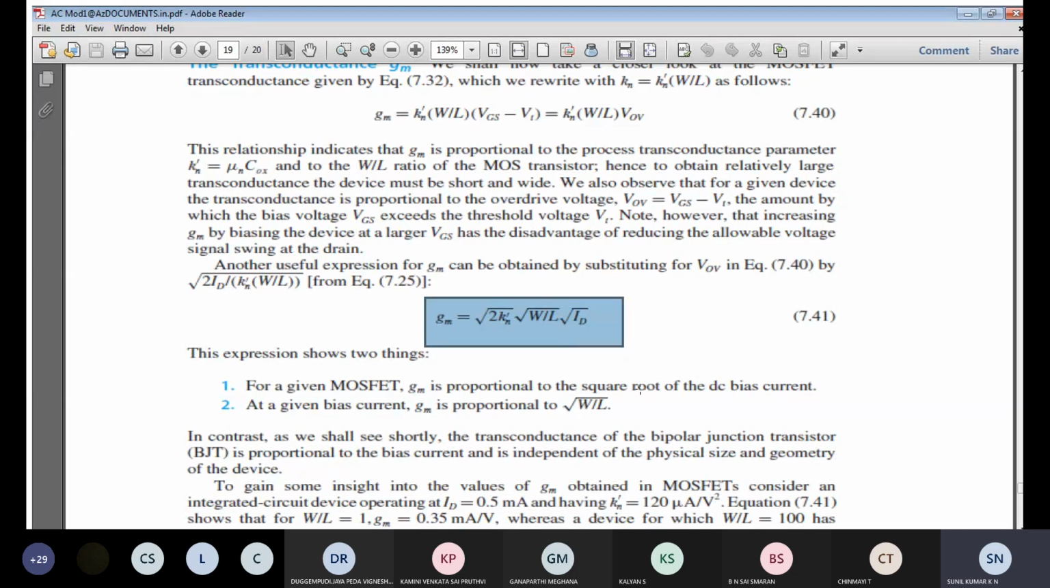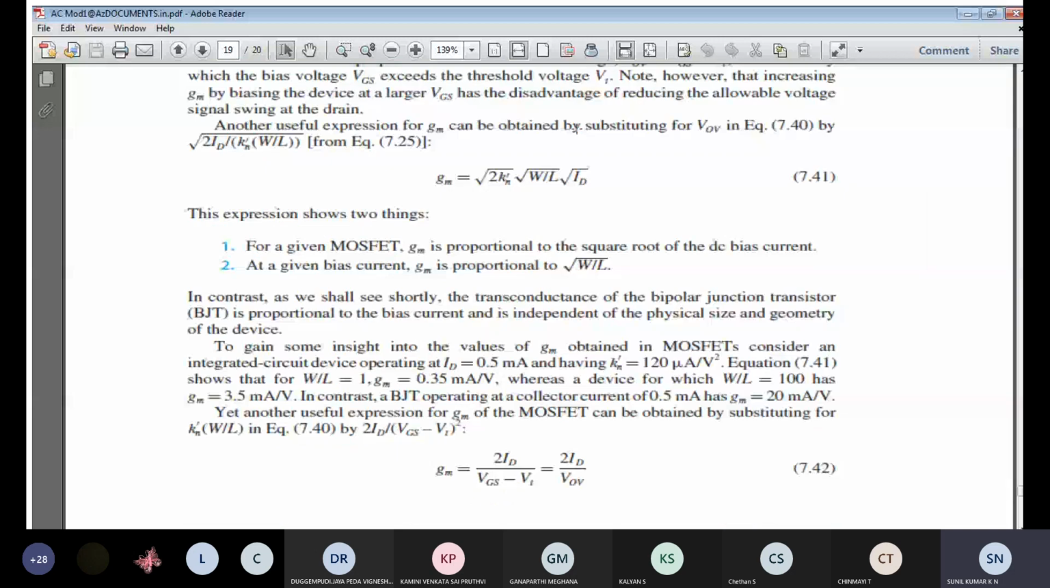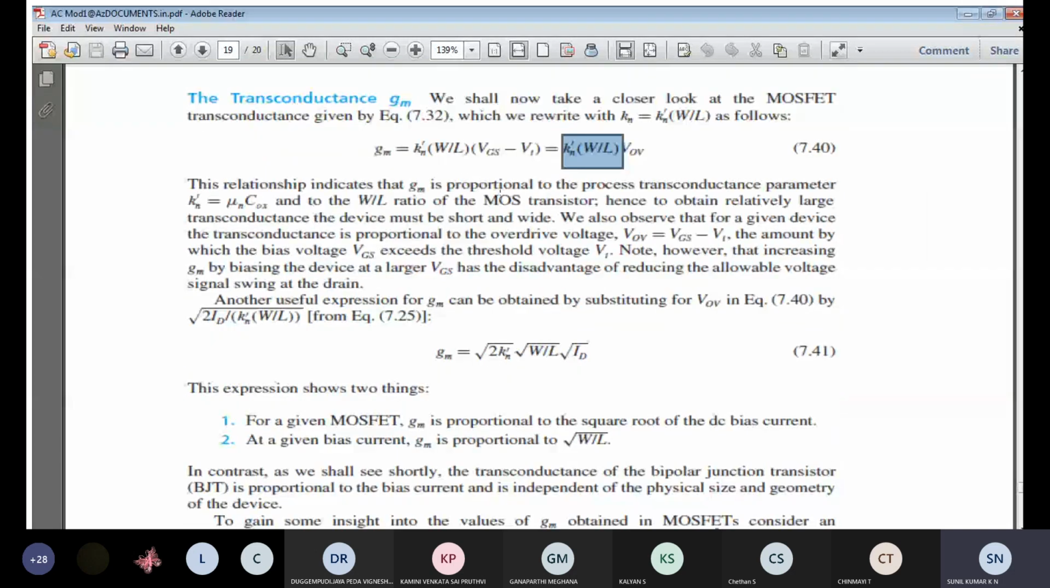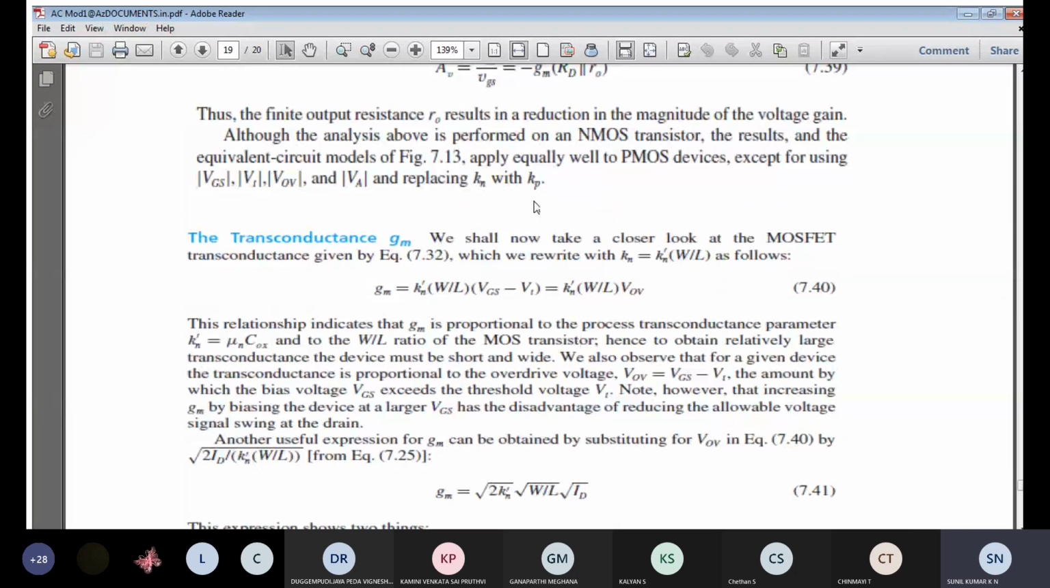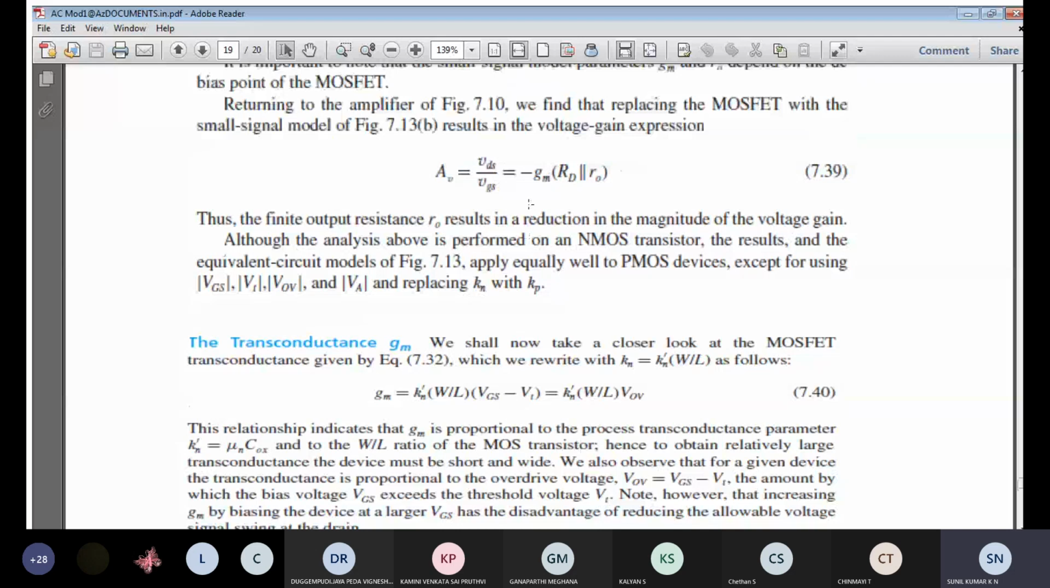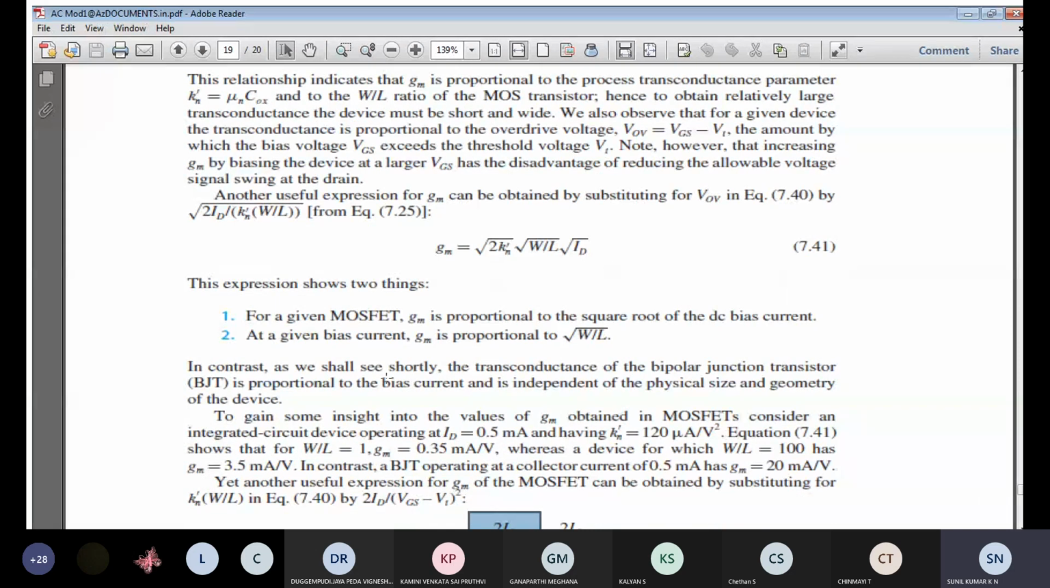Now for the third expression, I am going to retain VOV as it is, and I am going to substitute Kn dash W by L with the current expression. So Kn dash W by L can be written as 2ID divided by VGS minus VT whole square, into VGS minus VT. So one VGS minus VT and one VGS minus VT get cancelled. So we are left with 2ID divided by VGS minus VT, which will be equal to 2ID divided by the overdrive voltage. So these three alternative expressions you have to write for transconductance.